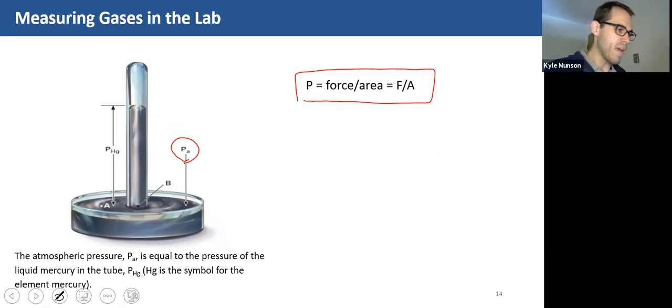In this example, we have this tube filled with elemental mercury, and that's the symbol for mercury, Hg. And there's this little dish of mercury. The atmospheric pressure is pushing down on the mercury in the dish, and the mercury is in the tube. So the height of the mercury in the tube, the pressure of the mercury, I should say, is equal to the atmospheric pressure in this example. We're going to do more examples of using this, known as a mercury barometer, in a few slides from now. But that's the concept of atmospheric pressure.